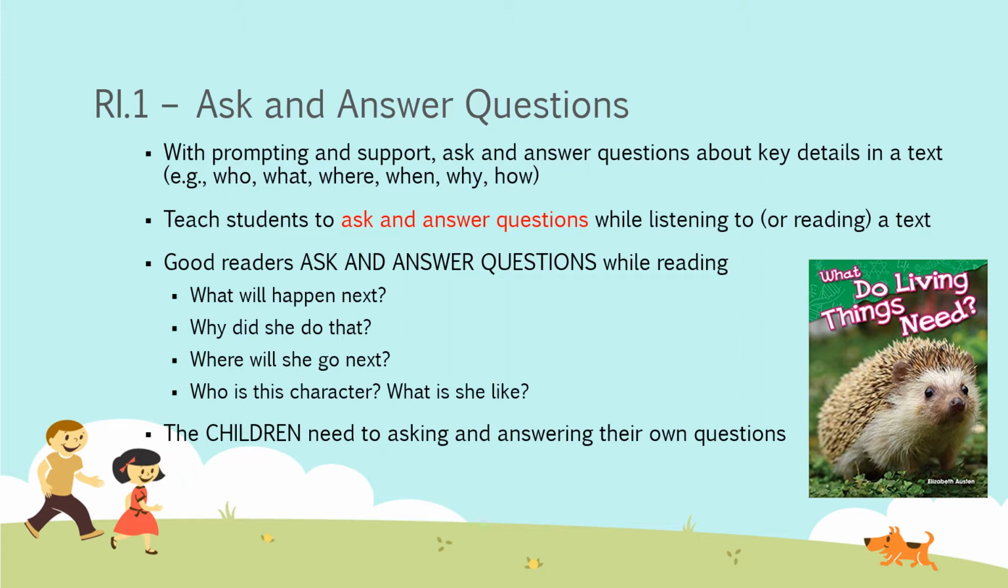So the first reading informational strategy or standard is RI1, and that is ask and answer questions. The standard says, with prompting and support, ask and answer questions about key details in a text. And the kindergarten standard adds the who, what, where, when, why, and how. Now, when you're reading these standards, remember that these standards tell you what the student should be able to do, not what you are going to do.